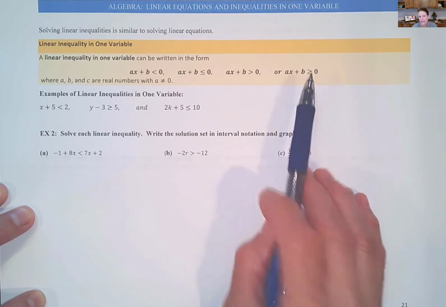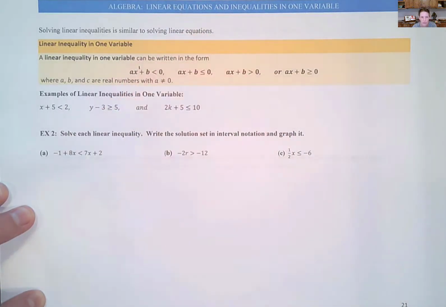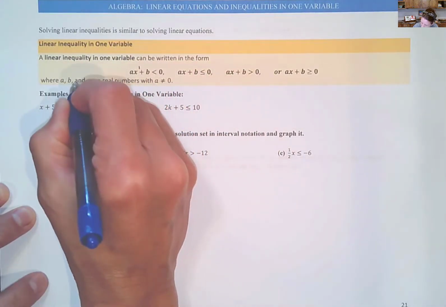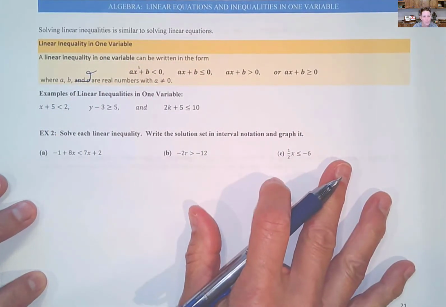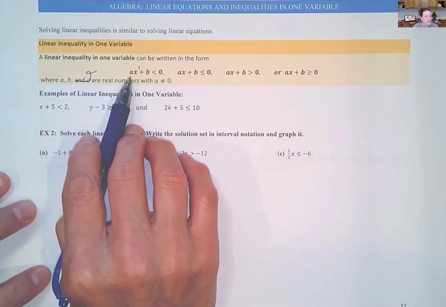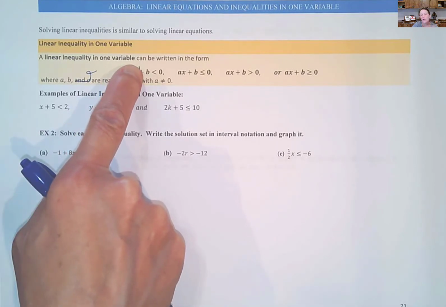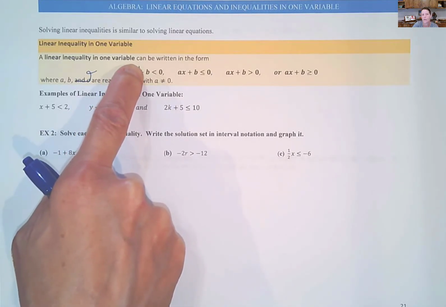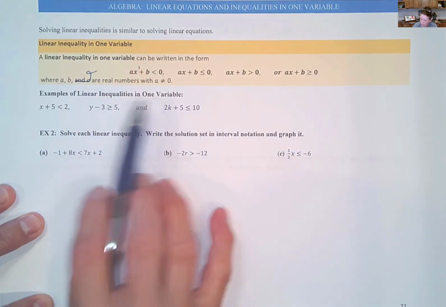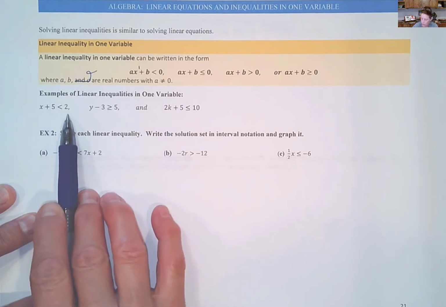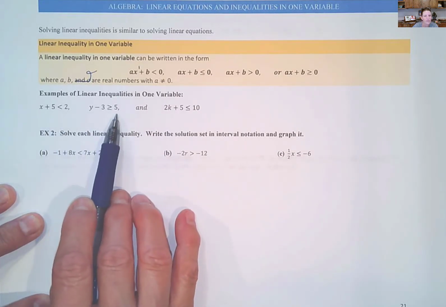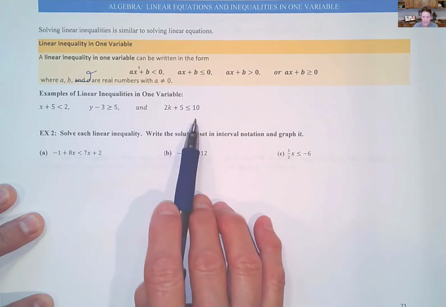So these all are very linear in nature because they're going to have your variable to the first power. Here a and b are real numbers. We don't actually show a c in there, do we? A and b are real numbers, with a, our coefficient of x, not equal to 0. Because if it were 0, it would cause that x term to disappear and we would no longer have a variable, and this wouldn't be what we would call a linear inequality in one variable. Examples of linear inequalities: x plus 5 is less than 2, y minus 3 is greater than or equal to 5, and 2k plus 5 is less than or equal to 10.